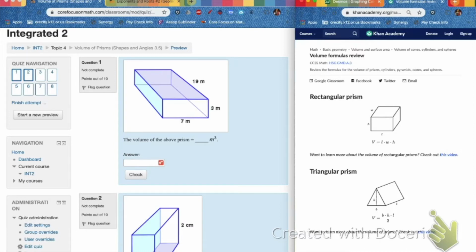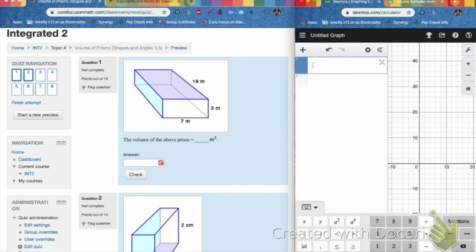Meaning, if you want to find the volume of a prism, very simply, you just multiply the 3 numbers together in any order that you wish. So I go to my Desmos calculator, and I could type 19 times 7 times 3, just using my numbers for number 1, and I get 399.